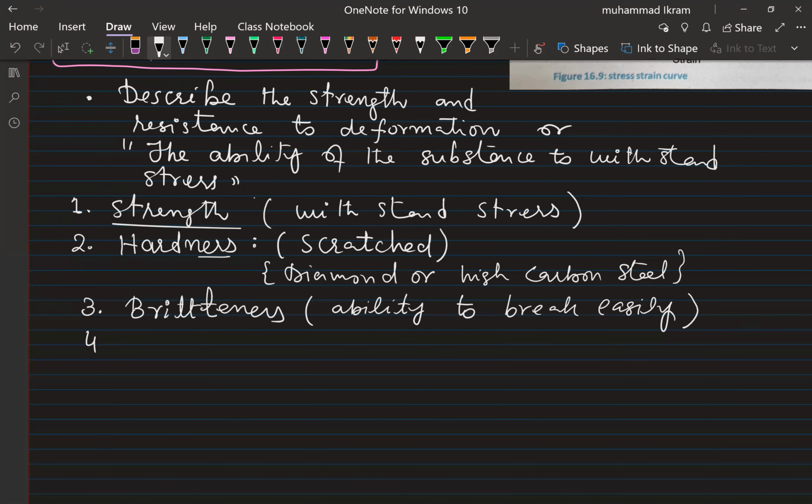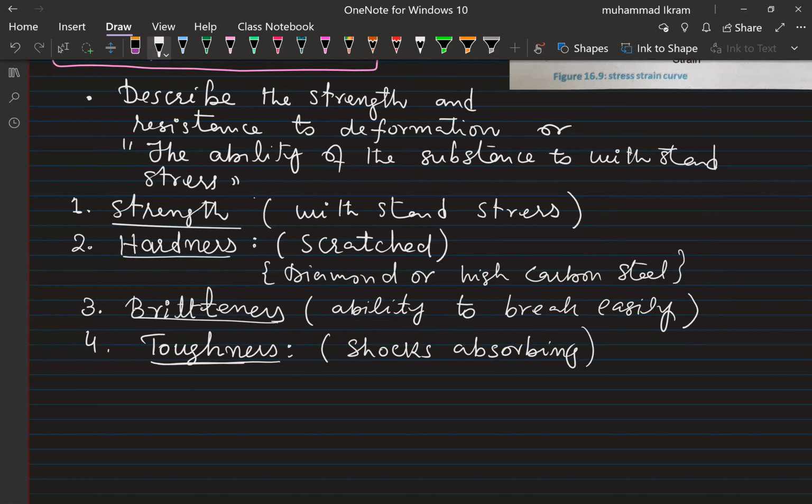The fourth one is the toughness. Toughness is the ability of the body to absorb impact or shocks. Shock absorbing ability, or impact absorbing ability of the material, right? Which is just opposite to the brittleness. Okay, so that is the brittleness.